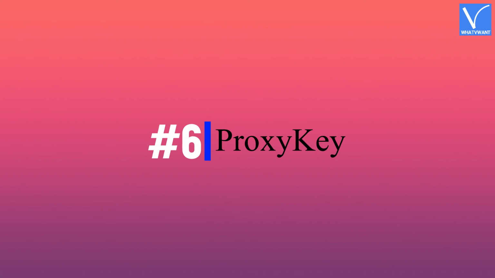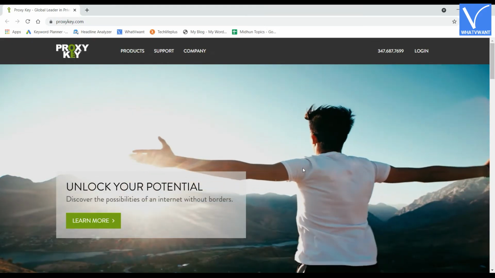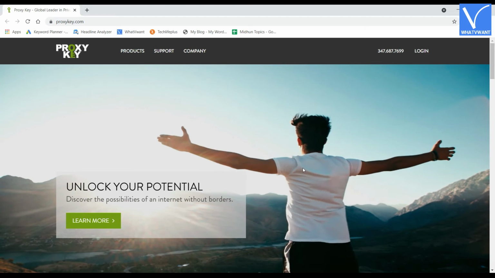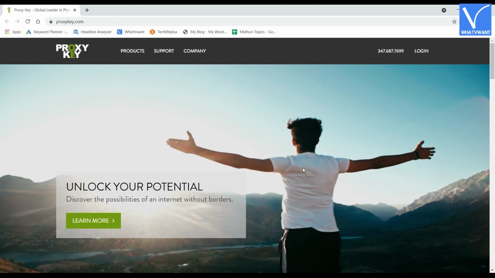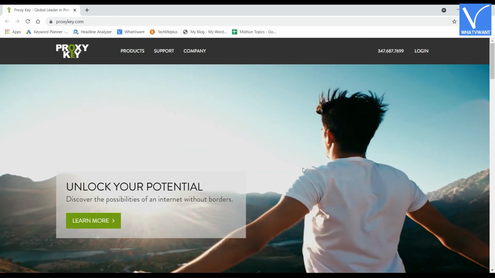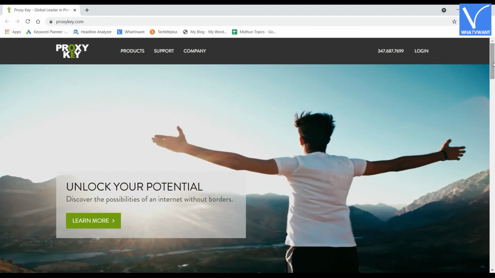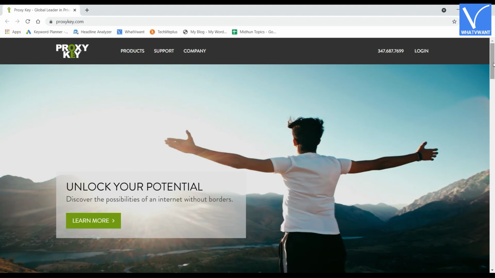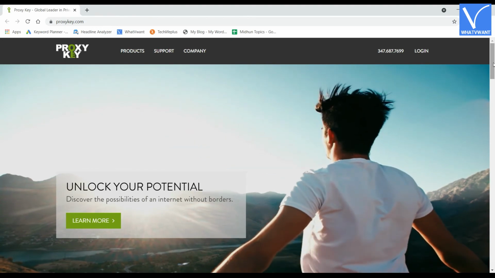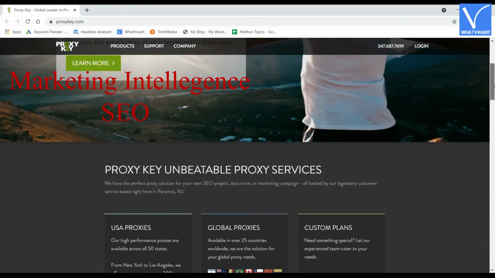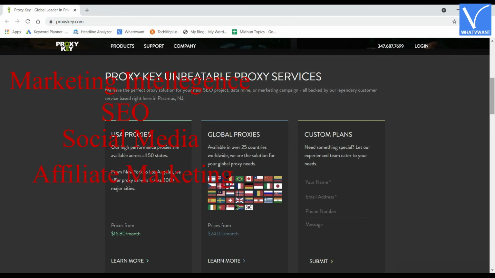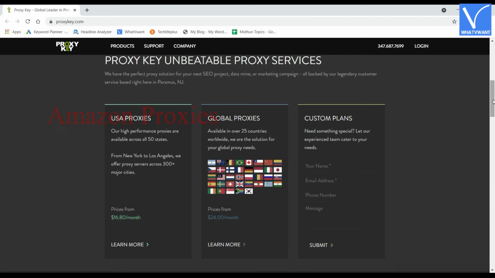Number 6, ProxyKey. ProxyKey is one of the global proxies which offers a secure and reliable proxy solution. Its price is higher compared to others. However, they provide a reliable service for those who are looking to use anonymous proxies for SEO. These can also be used for marketing intelligence, SEO, social media, affiliate marketing, and much more. In other words, they can be used for Google proxies, Amazon proxies, LinkedIn proxies, and much more.